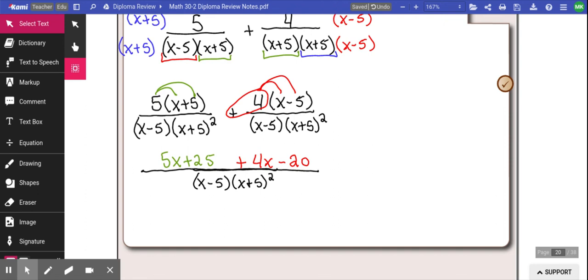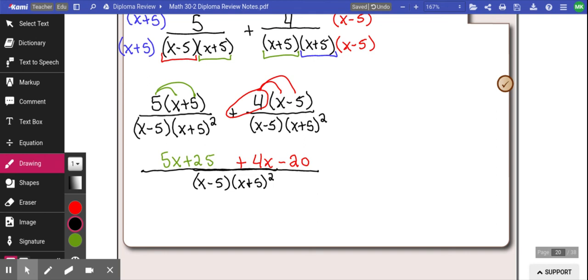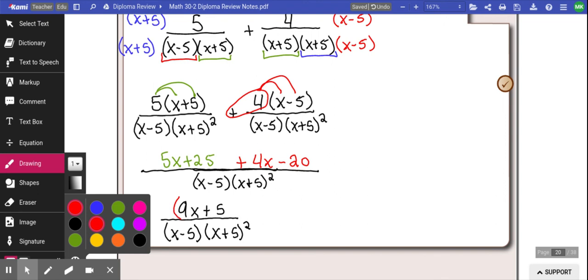Now that I've combined it to be one fraction, I collect like terms. On the top, this would become 9x plus 5. The denominator stays x minus 5, x plus 5 squared. I know I've done the question because I cannot factor anything and I cannot cancel any binomials out with binomials because remember, there's brackets around that top.